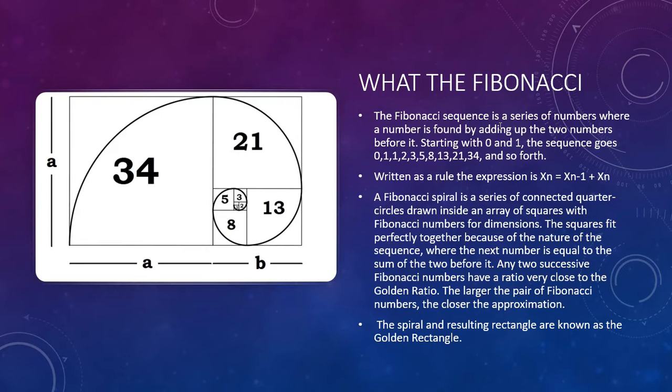Any two successive Fibonacci numbers have a ratio very close to the golden ratio. The larger the pair of Fibonacci numbers, the closer the approximation. The spiral and resulting rectangle are known as the golden rectangle, which is to the left of this slide. On to the next one.